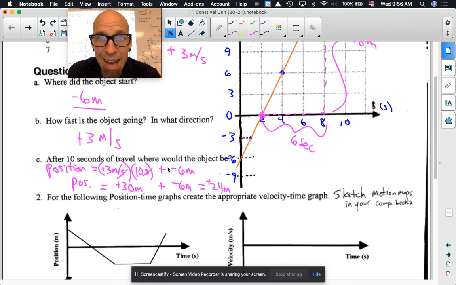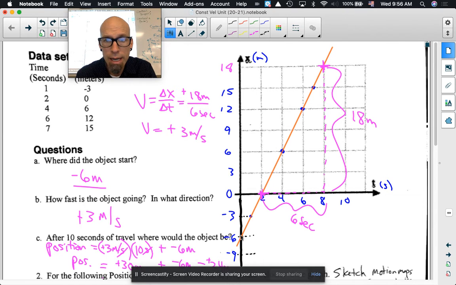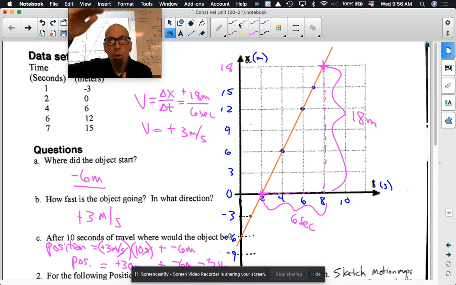Now, that's not how far the object went. Remember, positive 30 meters, that's how far the object went. It started down here at negative 6 meters and went all the way past the 18 up to 21 and then 24, which would be up somewhere in this region here. So the change in position was positive 30 meters. But since the object started 6 meters behind the zero, the person's not getting to the 30 meter mark, only getting to the 24 meter mark.